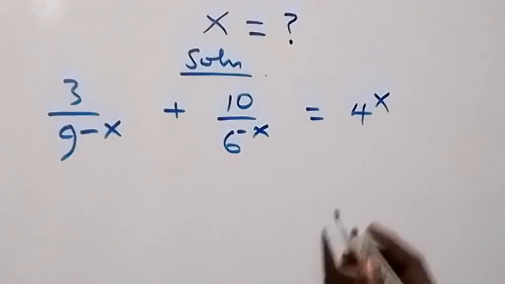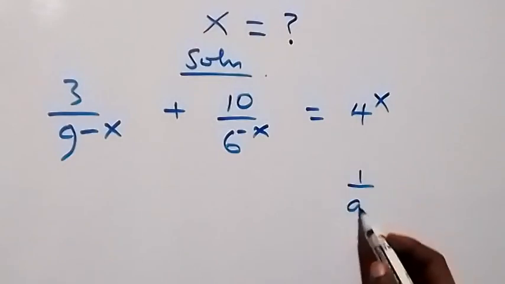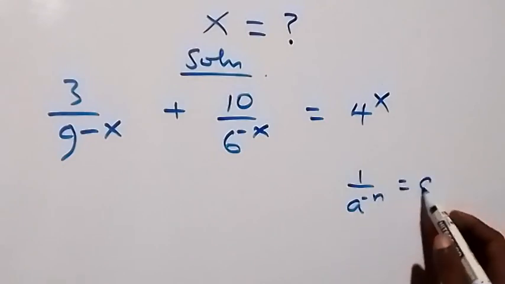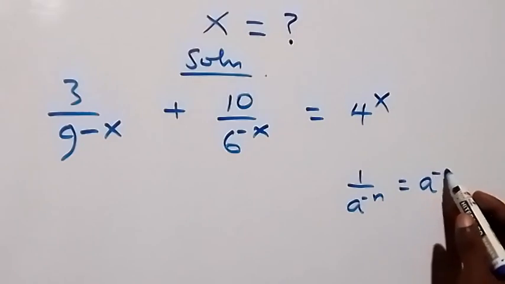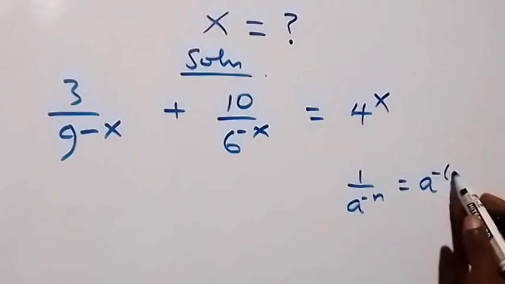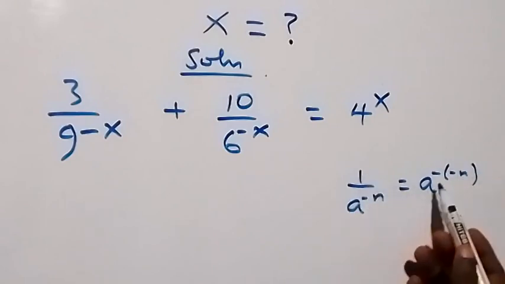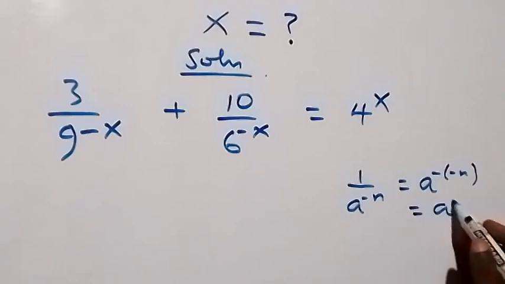From here, when we are given something of the form 1 over a raised to power minus n, this is the same thing as a raised to power n, because the 1 over here turns the power to minus, and this is the same thing as a raised to power n here.